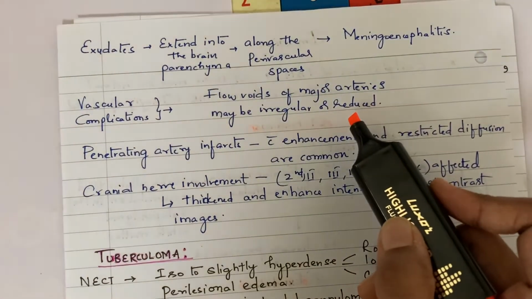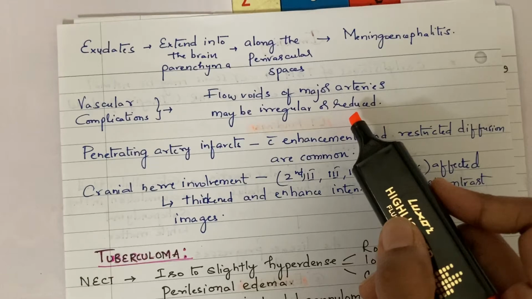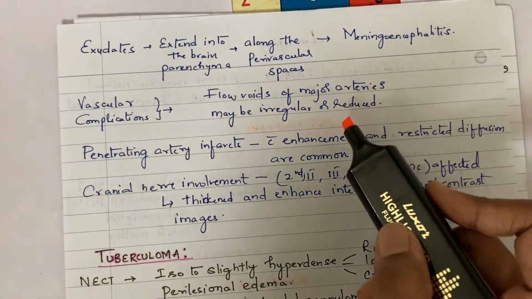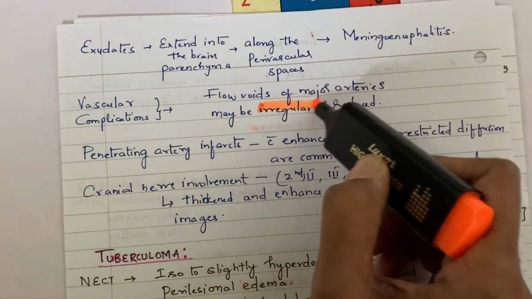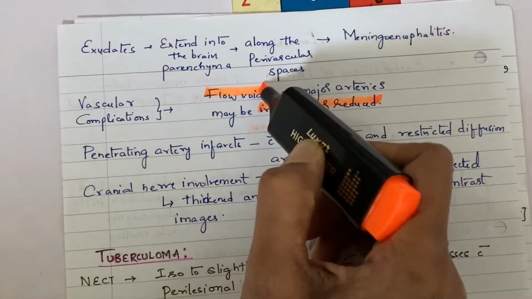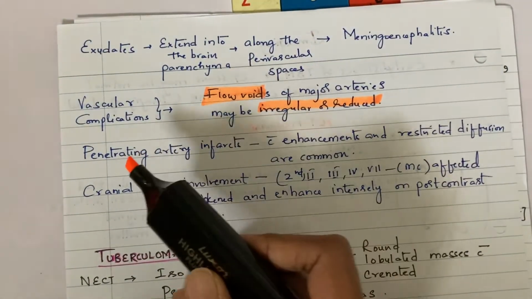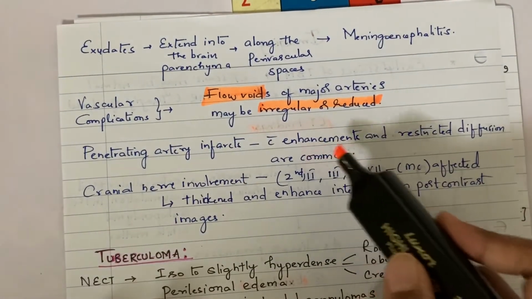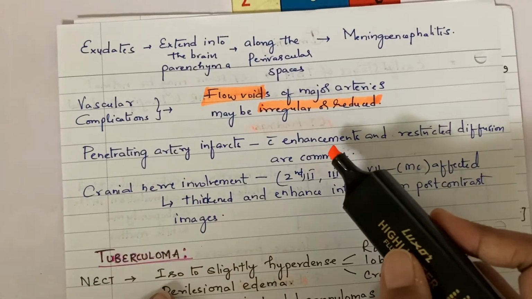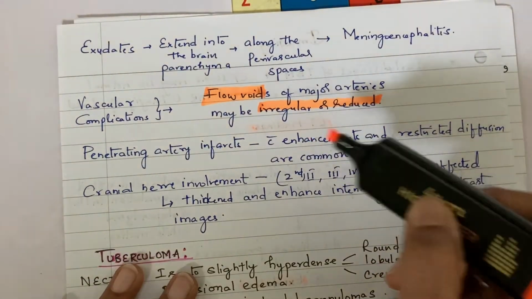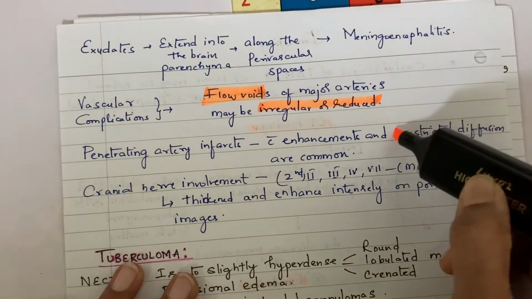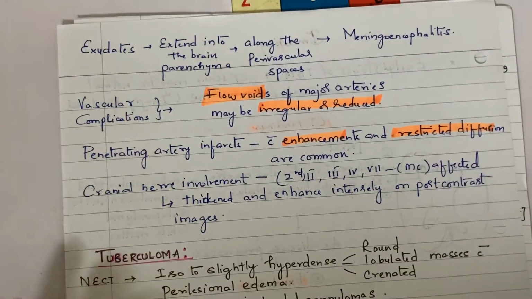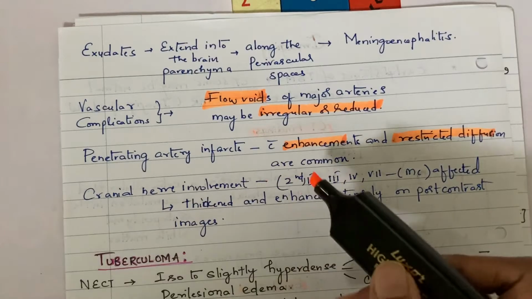So in any case of TB meningitis, look for exudates, vessels, and whether any brain parenchyma is involved. In the vessels, you have to look for whether they are irregular or reduced, that is, look at the flow voids and how they appear. Then coming to penetrating artery infarcts. Normally these are acute or hyperacute, and we normally see restricted diffusion, and enhancement is common in penetrating artery infarcts.